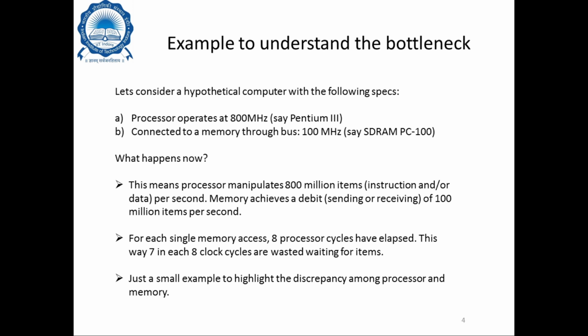This means that for every single memory access that is happening, 8 processor cycles have elapsed. This way 7 in 8 clock cycles are actually wasted waiting for the items from the memory, because the processor is faster and memory is slower. It's very obvious that you can understand from this example. So this highlights the discrepancy that exists among the processor and the memory, and this is basically the processor memory bottleneck problem that is highlighted through the concept that I have spoken about here.